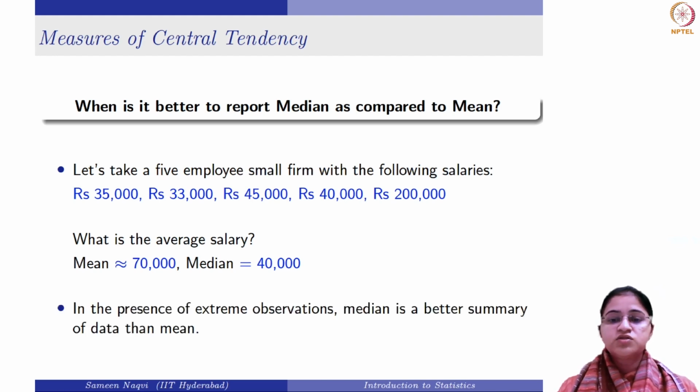Because in the presence of extreme observations, mean is likely to be affected, as you have seen here. So you have to be careful whenever you are reporting the summary measures, either mean or median. So first of all, identify and understand the dataset and see if you have outliers or extreme observations present in your dataset, and then only you summarize the data.